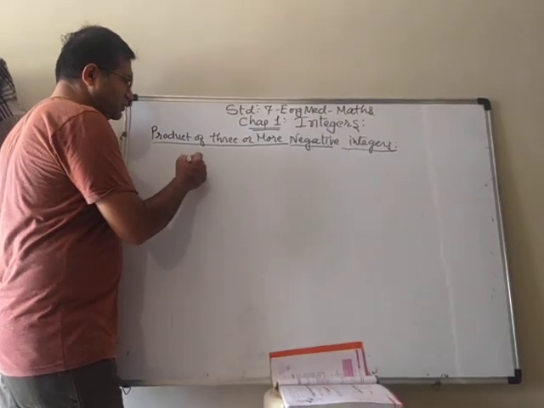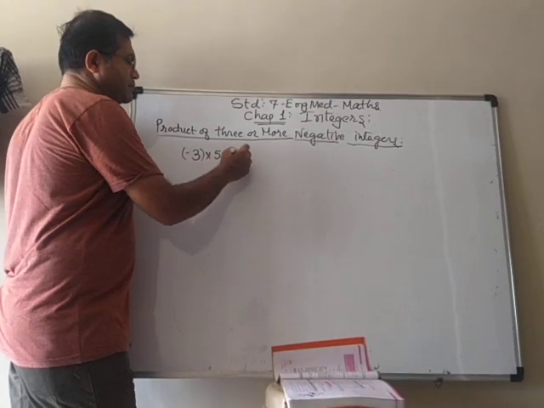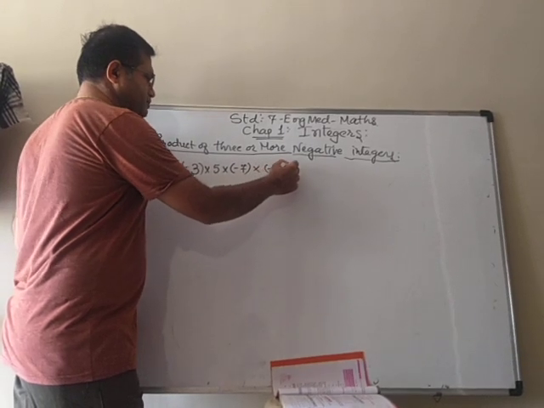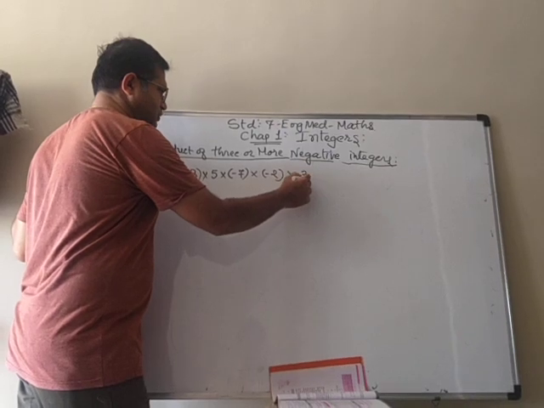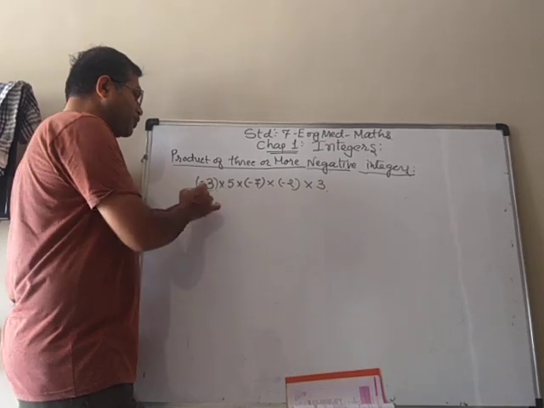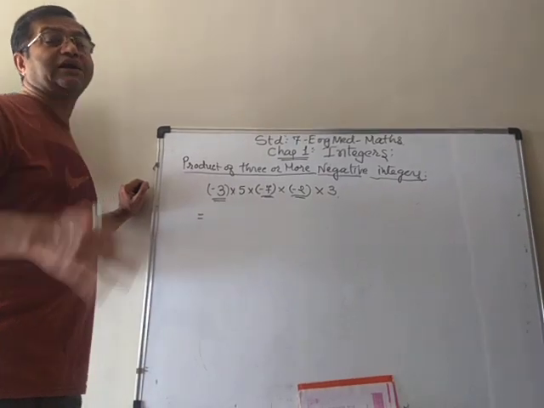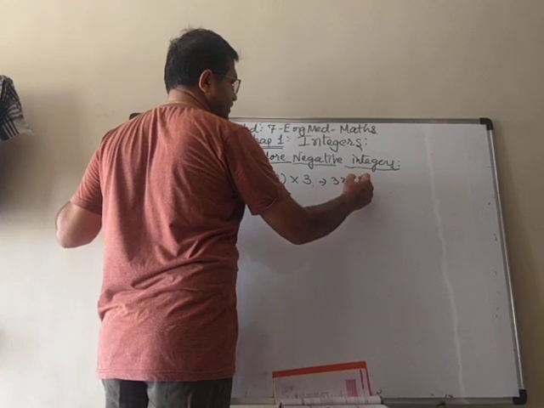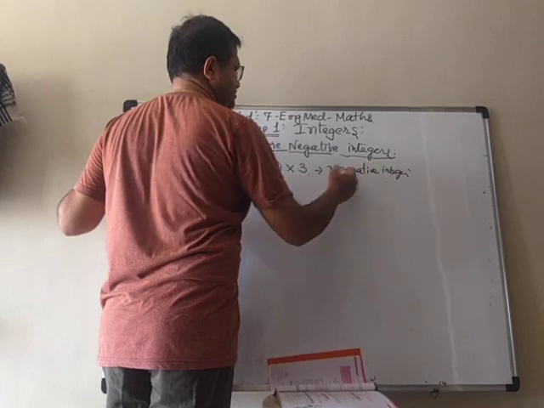Suppose we have numbers like -3 multiplied by 5 multiplied by -7 multiplied by -2 multiplied by 3. So here, first of all, check how many negative integers there are. You can see that there are three negative integers. How many? Three negative integers. And 3 is an odd number.